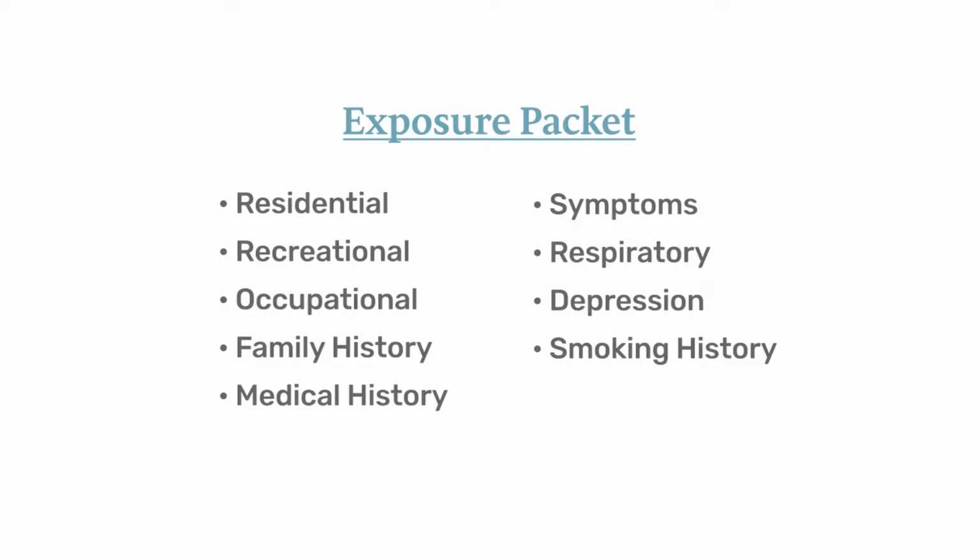The first thing we do when someone is going to be screened is we send them an exposure packet. That includes questionnaires about exposure from residential, recreational, occupational, about their family history, their medical history, any symptoms they may be having, a respiratory questionnaire, and a depression questionnaire. This also includes a smoking history.